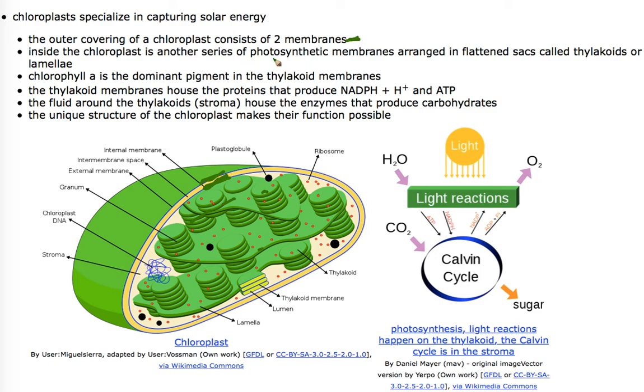Inside the chloroplast is another series of membranes in the flattened sacs of the thylakoids. We talked about those in a previous chapter. Chlorophyll is what makes these green. The thylakoid membranes have the proteins that produce the NADPH, that's reduced NADP, and ATP. The fluid around the thylakoids is the stroma, that's this tan stuff going around the outside. That has the enzymes that produce carbohydrates.